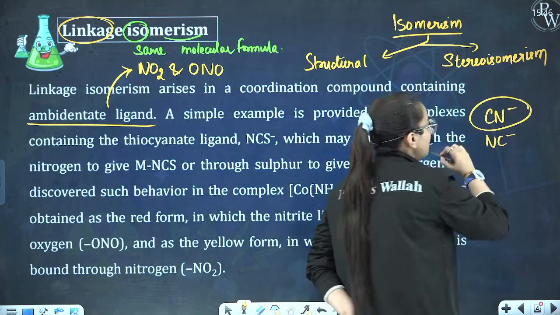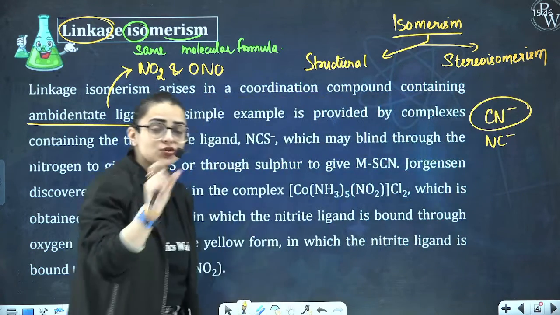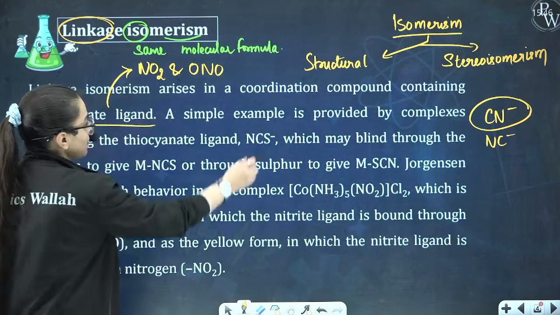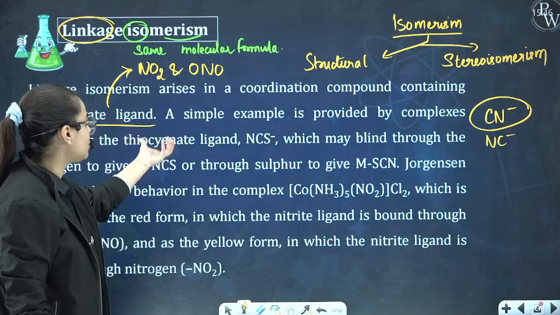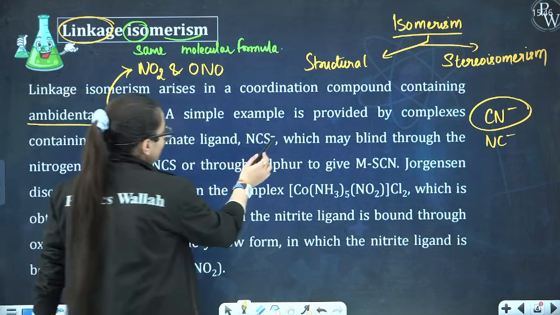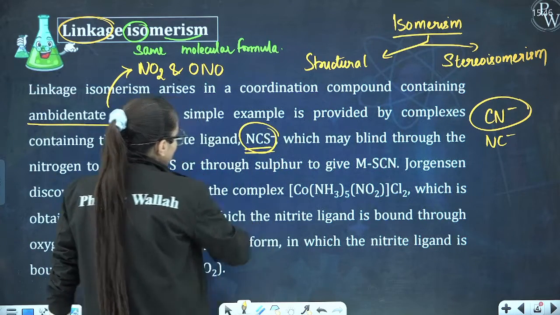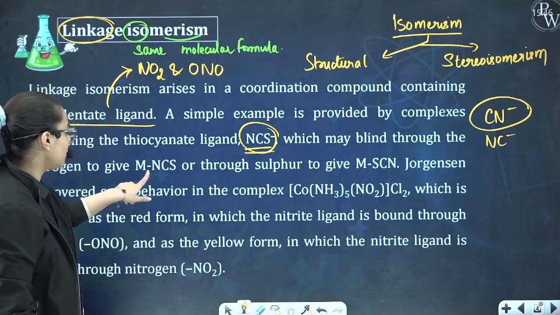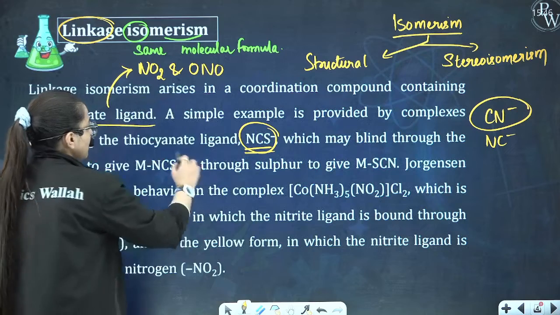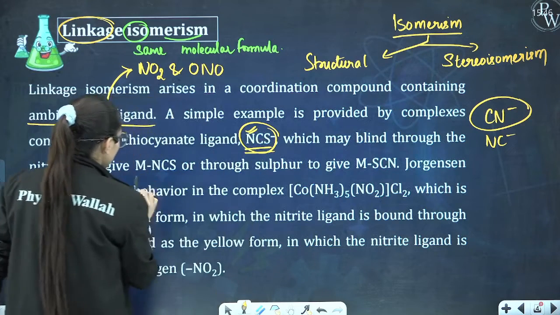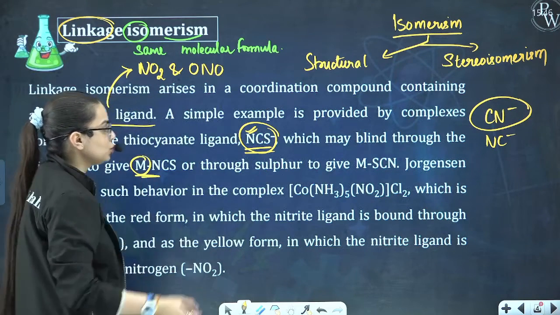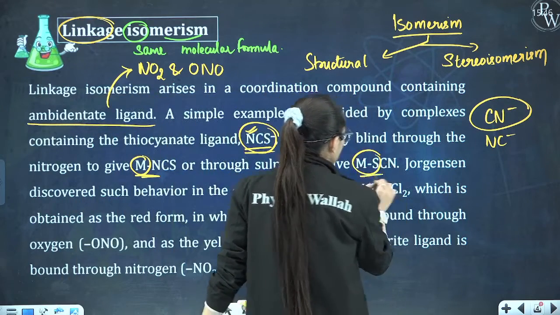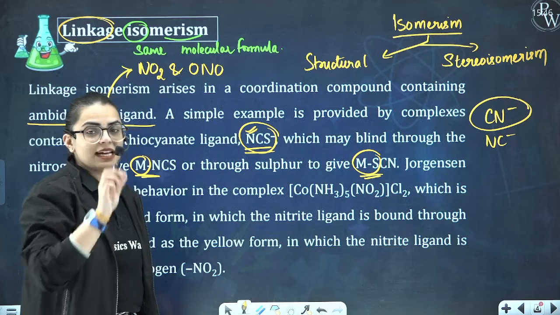Over here we talk about carbon being linked, and in isocyanide nitrogen is being linked. A simple example is provided by the complex containing the thiocyanate ligand, which may bind through the nitrogen. Basically nitrogen is bonded to the central metal atom, or the ligand can bond to the central metal atom through sulfur.